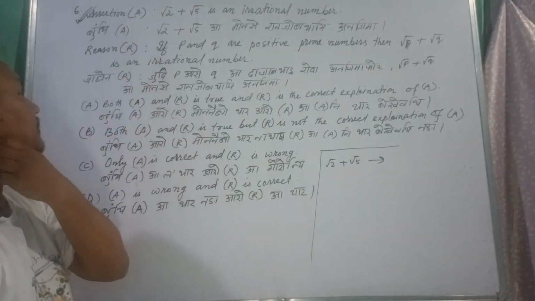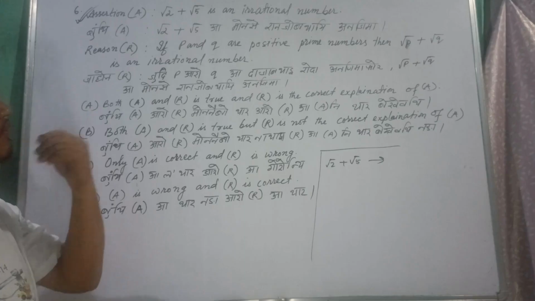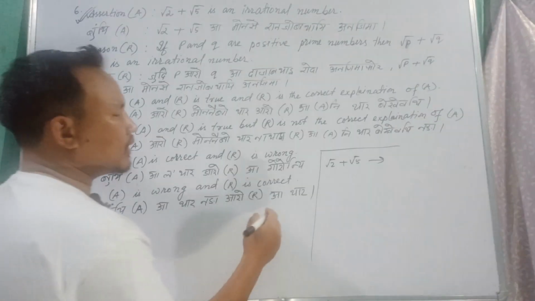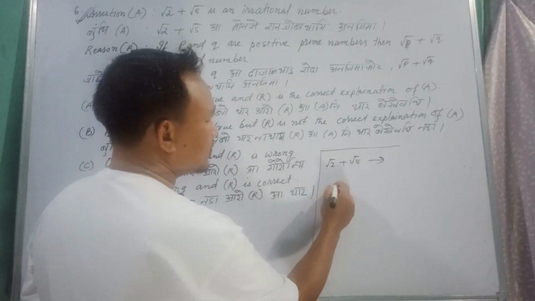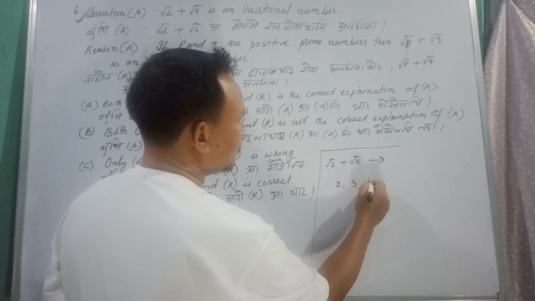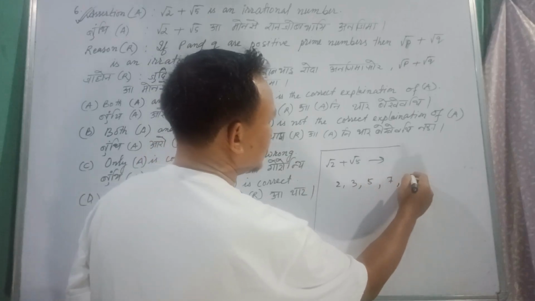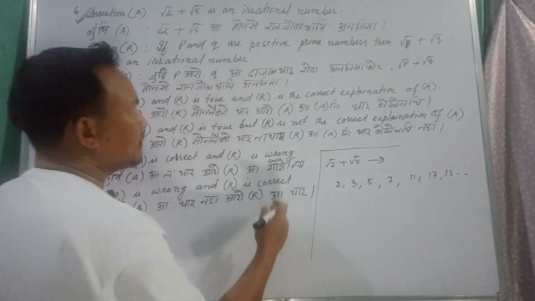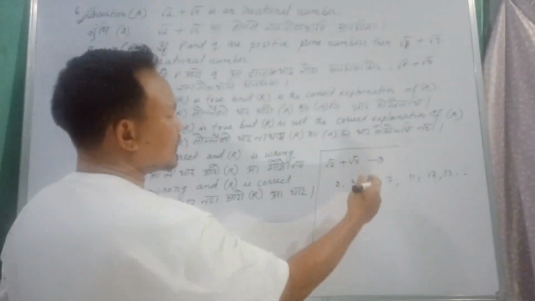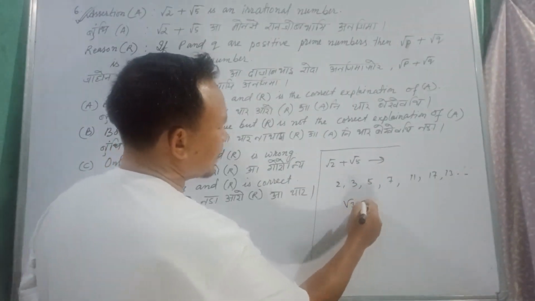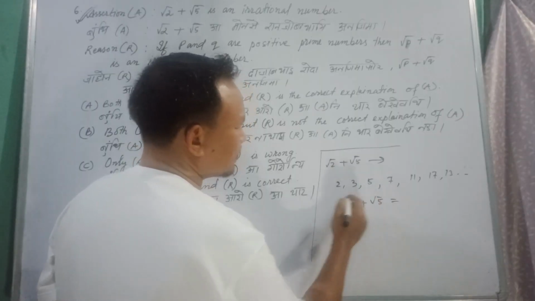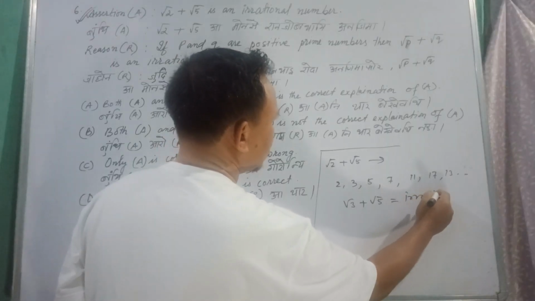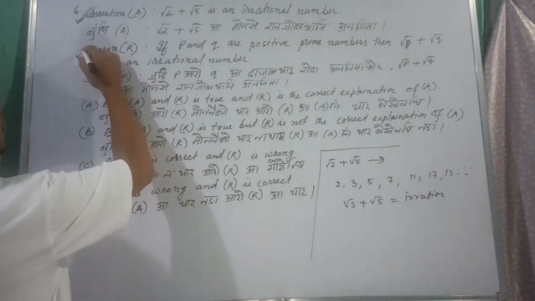Now the reason: if p and q are positive prime numbers. Prime numbers are 2, 3, 5, 7, 11, 13, 17, these are what? Prime numbers. If you take the square roots of these prime numbers and add them, root 3 plus root 5, any two, what will you get? You will get irrational, right? You will get irrational. So this is also correct, irrational number.